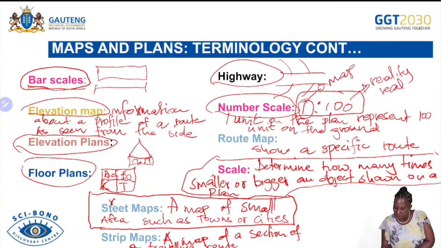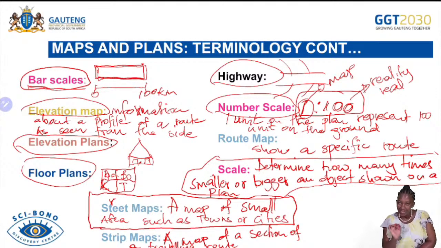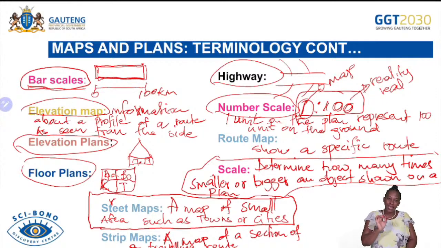So now remember, like I said to you, a scale can be represented as a number scale, which is 1:100 or 1:1000, or in the form of a bar scale. And a bar scale, remember I said we draw a bar, and then we say here it is from 0 to 100 kilometers. So that means the length of this bar represents 100 kilometers in reality.